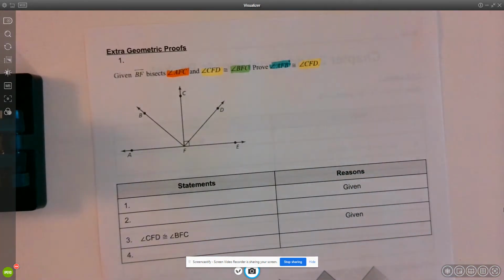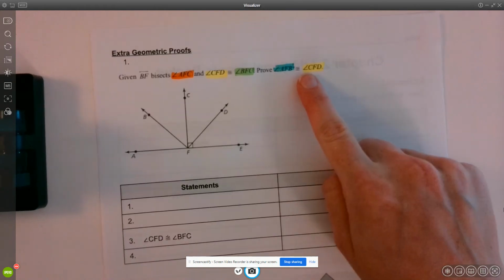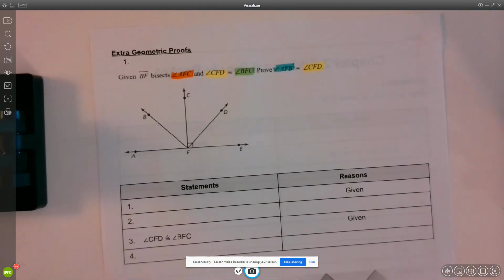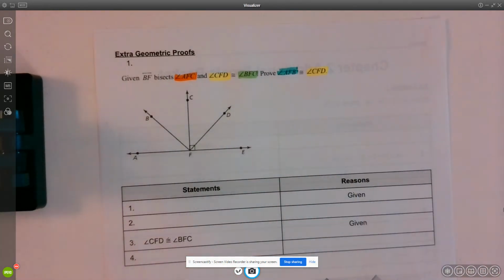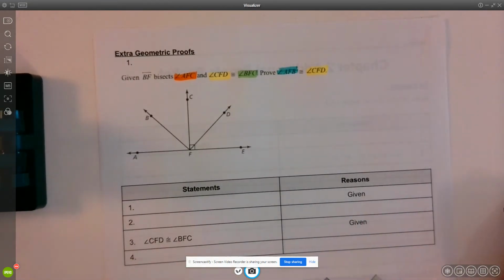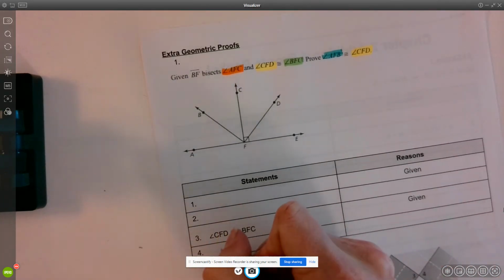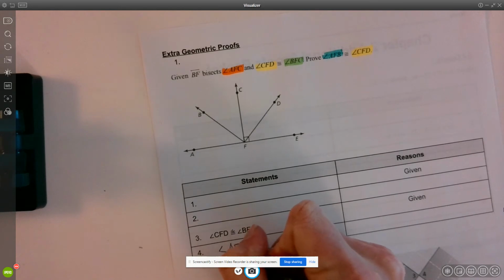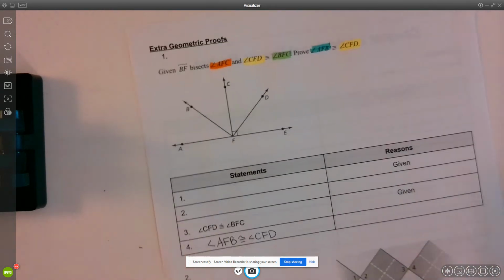Remember, proofs are kind of like a puzzle. We're trying to figure out how do we go from what's given to conclude what we're trying to prove. We're trying to use properties and postulates and definitions to work our way from what's given to what we're trying to prove. So I've got part of my two-column table filled in. What I'm trying to prove is always going to be at the end, so I'm going to put angle AFB is congruent to angle CFD. I'm trying to prove that.